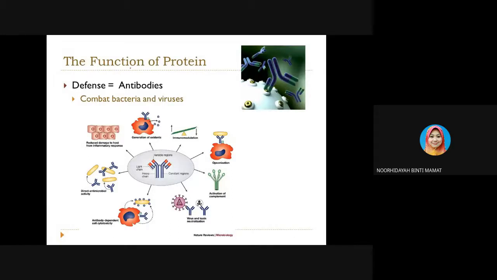The other function of protein is for defense. Okay, it can create antibodies. Antibodies are very important to combat bacteria and also viruses.